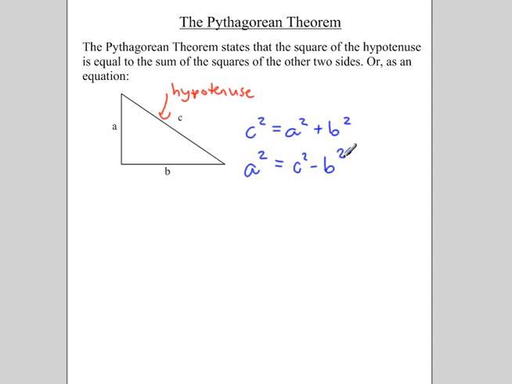So if I'm solving for a side other than the hypotenuse, I would use the formula A squared equals C squared minus B squared. Now remember how I said that A and B are interchangeable? So really, you could also write B squared equals C squared minus A squared. Both are correct. So this first formula is what I would use when I am solving for the hypotenuse. And this one is what I would use if I'm given the hypotenuse and I'm solving for a different side. So let's look at a couple examples.